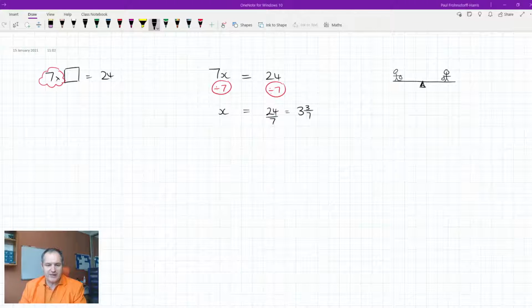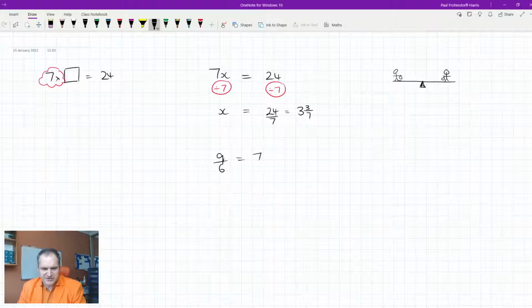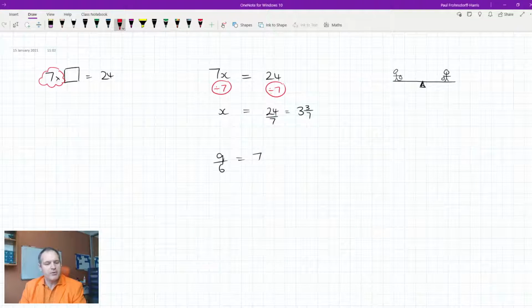Now we can also get things like this: q over 6 equals 7. If q over 6 is 7, then we have to do the opposites again each time. But the opposite of divide is to times. That's how we're going to get rid of that 6.